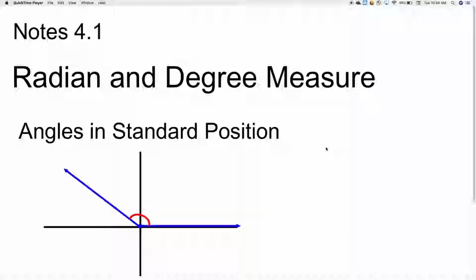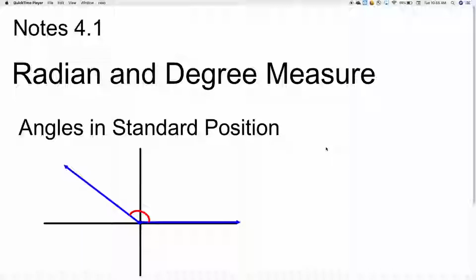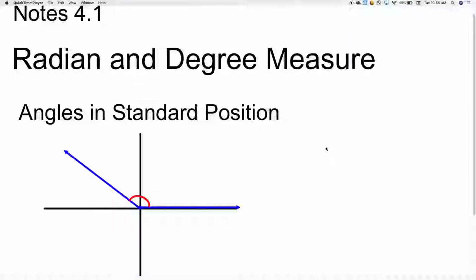Section 4.1 is basically radian and degree measure, which I would also just rename angles. It's all about the basics of angles. So radians and degrees are the two ways that we can measure angles, much like we have multiple measurement systems for length. I could measure in inches or I could measure in centimeters.